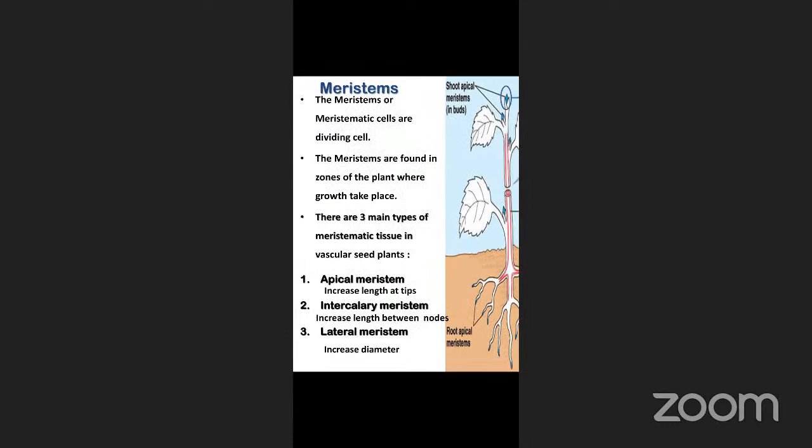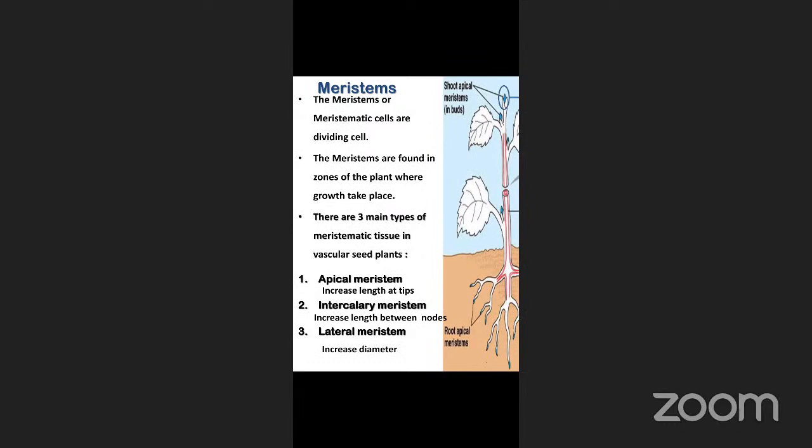Second, intercalary meristem. The main function of intercalary meristem is to increase the length between nodes and internodes. That is the increase in length at both nodes. That is intercalary meristem.